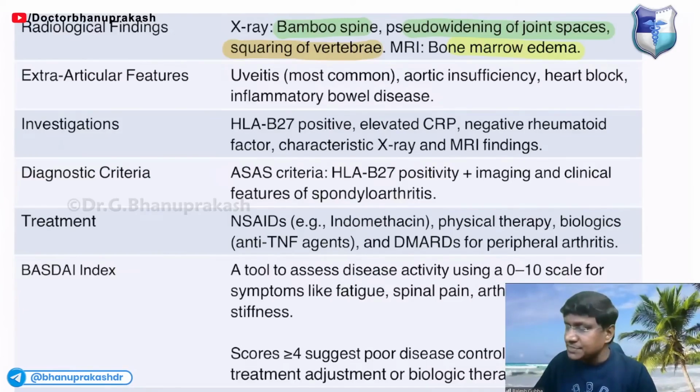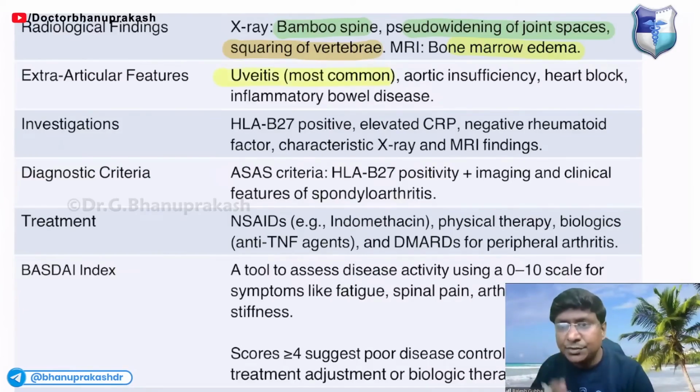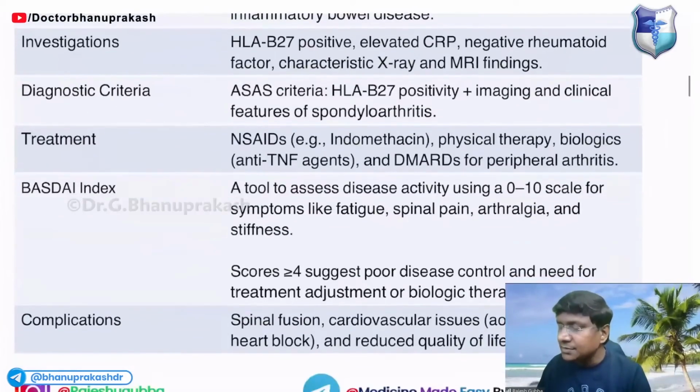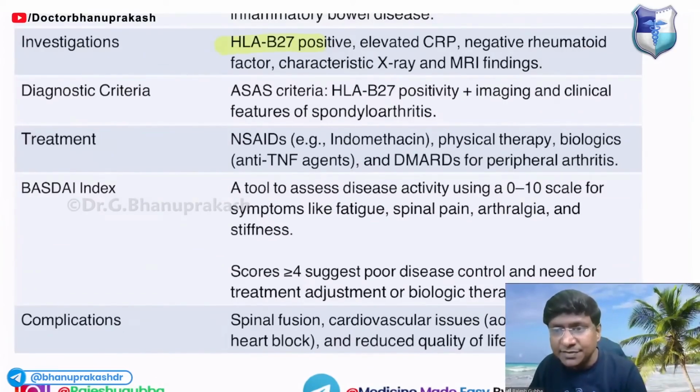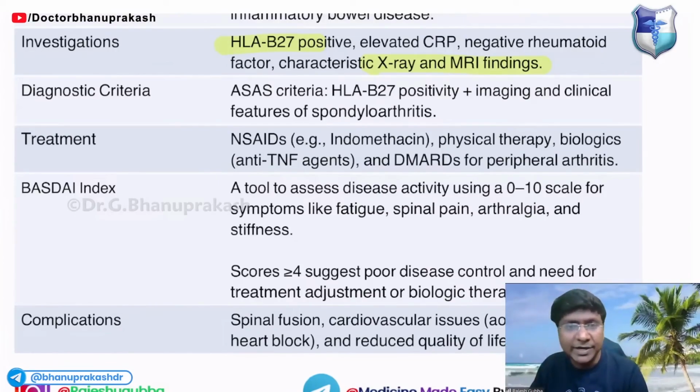And extra-articular manifestation, just now I have said, anterior uveitis is the most common extra-articular manifestation, right? Then what is the workup that you will do in patients with ankylosing spondylitis? As I have already said, HLA-B27 will be positive, and you have the characteristic X-ray and MRI findings. What is the X-ray finding? One is your bamboo spine, pseudo widening of the joint spaces, squaring of the vertebra, and MRI will be showing bone marrow edema.